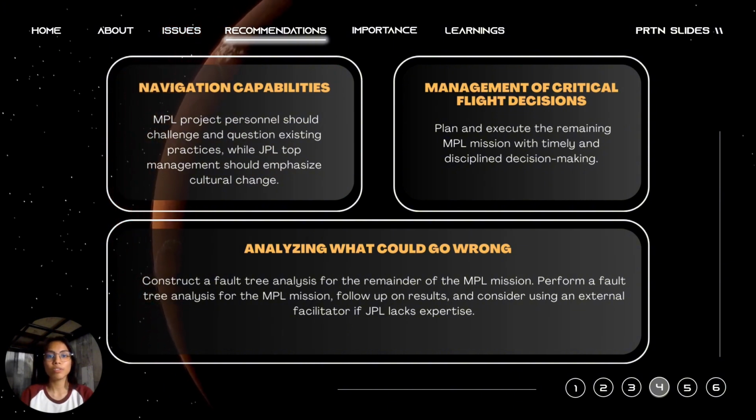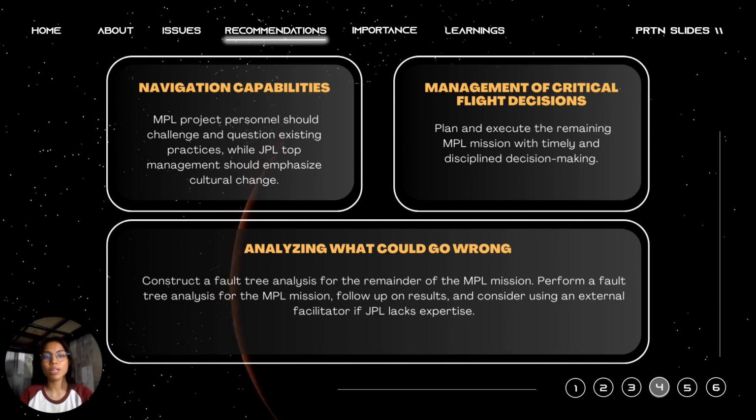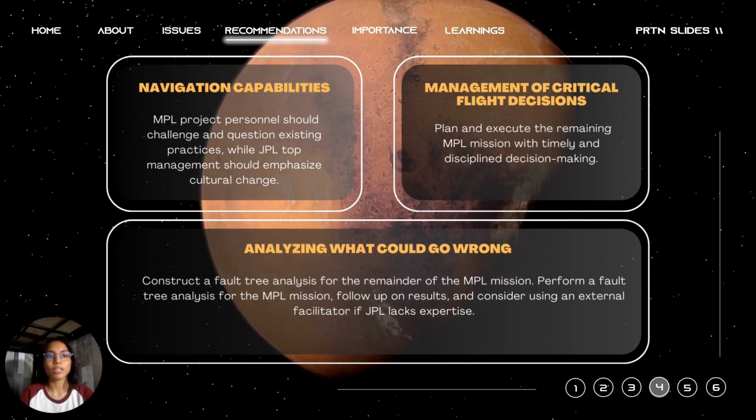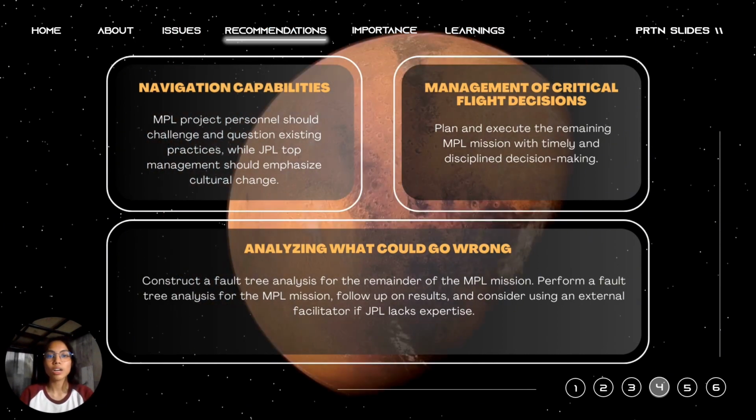Management of critical flight decisions. Plan and execute the remaining MPL mission with timely and disciplined decision-making. And lastly, analyzing what could go wrong. Construct a fault tree analysis for the remainder of the MPL mission. Perform a fault tree analysis for the MPL mission, follow up on results, and consider using an external facilitator if JPL lacks expertise.